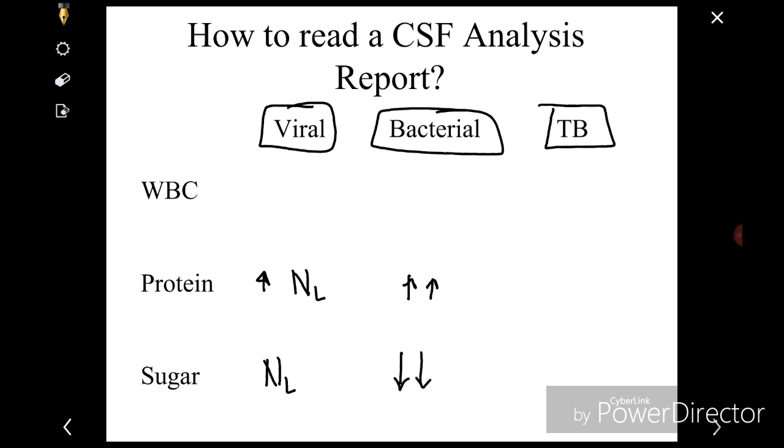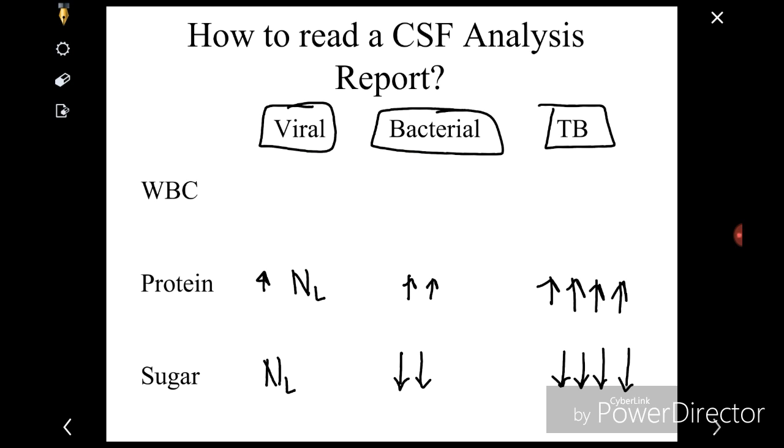Okay, so TB, the biggest protein molecules in our story, will increase our protein count a lot. And they have a sweet tooth, so they're going to eat a lot of sugar, so our sugar count will go very low. Do you understand how easy that is?